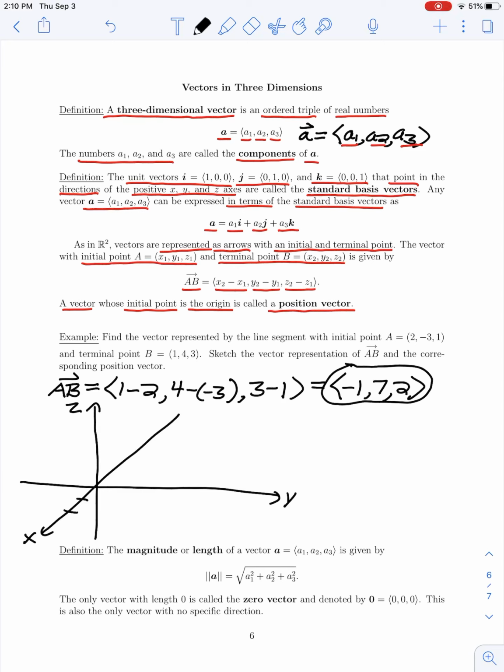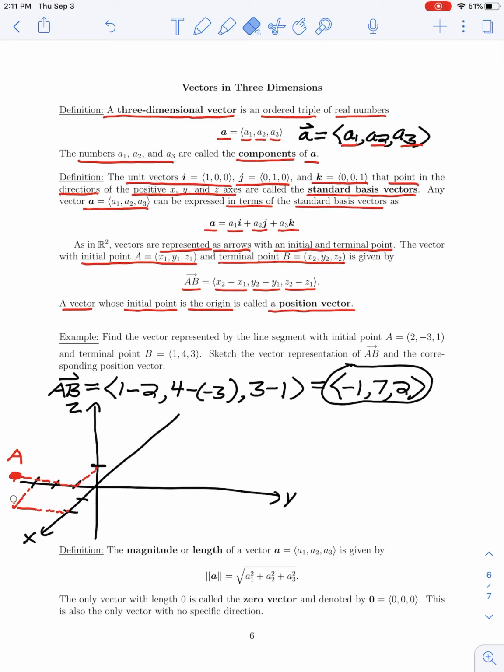-3, so in the y direction, we're moving in the negative direction 3 units. And z was 1. So we're moving from the origin 2 units in the x direction, and then 3 units in the negative y direction, and then 1 unit upward. So this would be our point A.